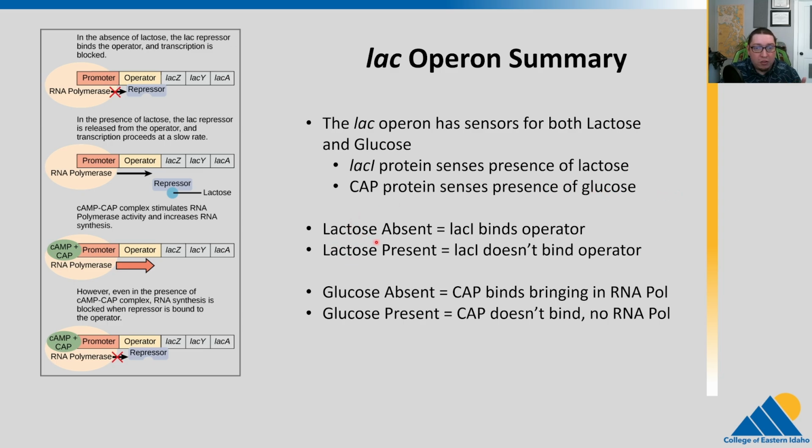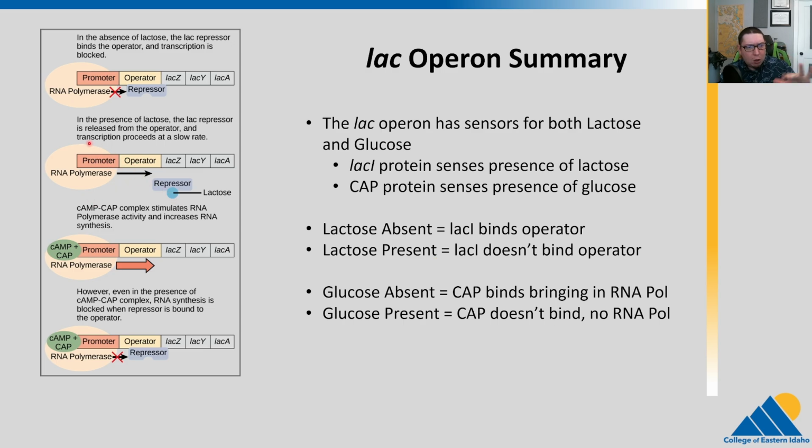If lactose is absent, lacI binds to the operator, repressing transcription, right? It blocks RNA polymerase. So the base state is, if there's no lactose around, it is useless to make these genes. We're not going to do it. If lactose is present, lacI doesn't bind to the operator. That means transcription can occur.